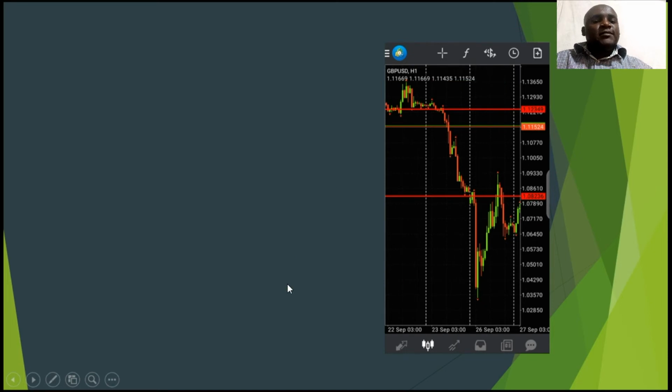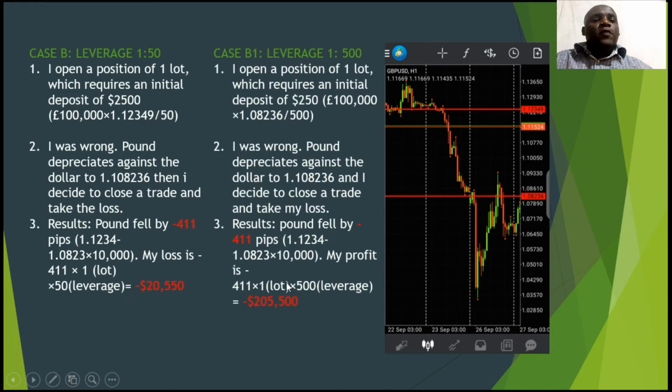Let me go now to case B. If I were to lose this trade, what should have happened? So case B. Here I decided to open a position at 1.12349. I decided to buy. So here it went against me. Okay, I open a position with the same leverage of 1 to 50. I open a position of 1 lot, which requires an initial deposit of $2,500.